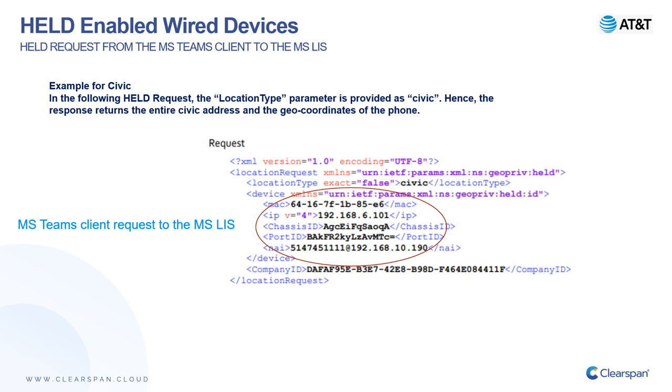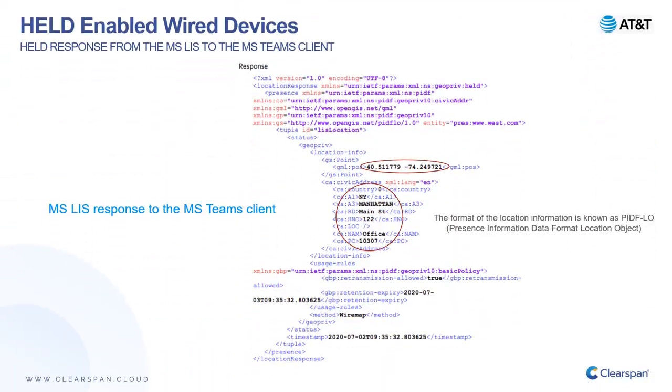This is an example of the HELD request from the client being sent to the Microsoft LIS service. It contains MAC information, subnet/IP information, chassis ID, port ID, and the client's telephone number. This is an example of the HELD response from the Microsoft LIS to the client. This contains the longitude, latitude, postal address, and additional location information that should be sent with a 911 call from the client.